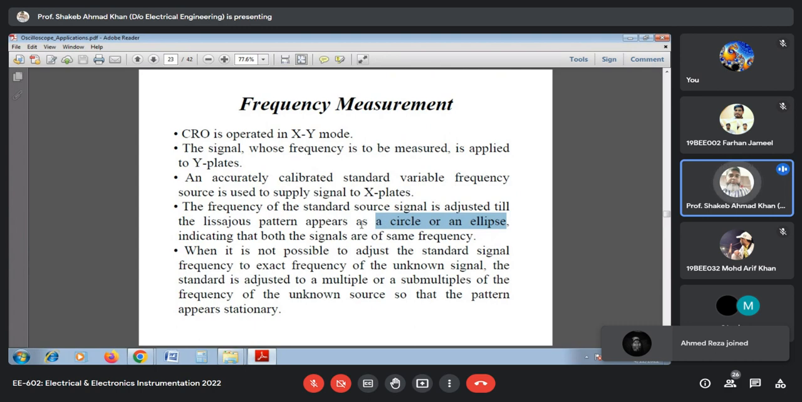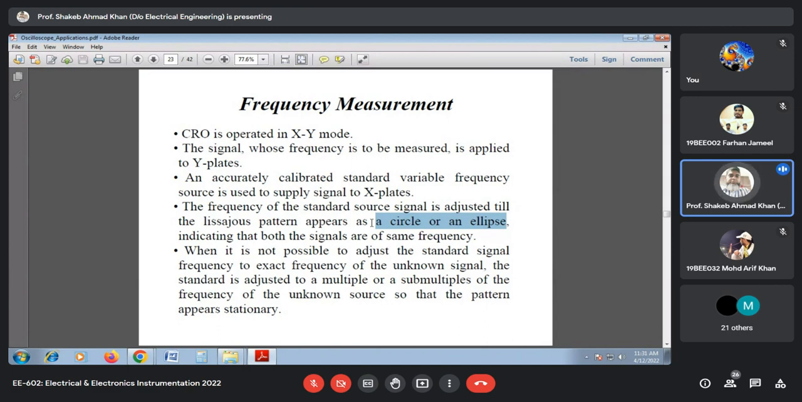Now it is not always possible to have a variable frequency source which can cover all the frequencies. Obviously, if we are talking about a certain variable frequency source, it will have a certain range. So it is not always possible to match the frequency of the unknown signal with the frequency of the known signal.